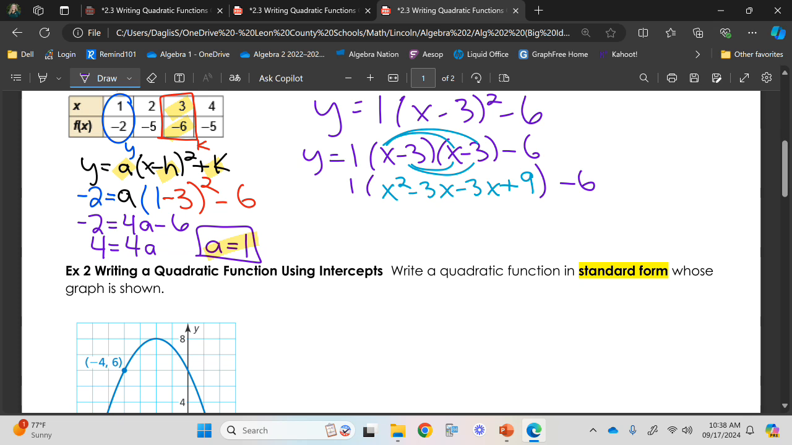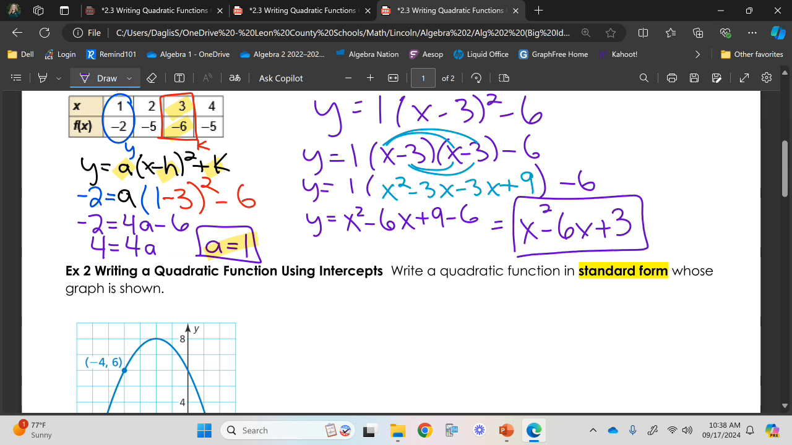Okay. From here, you would distribute your A value, and what's nice is it's 1, right? So that's not going to change anything. It's nice when that happens for us. But I can combine some like terms, right? Which 2 can I put together? Yeah, my 2 -3 x's, okay? So we're going to have x squared minus 6x plus 9. I still got that minus 6. Put those guys together and we get x squared minus 6x plus 3. There is my standard form.